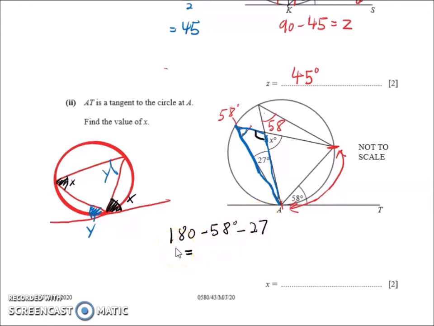95. So here we have 95. Since it is a straight line, to find the x it is just 180 minus 95. So here we will be getting 85 as the answer. That's another 2 marks over here. Alright, so we move to the next question.